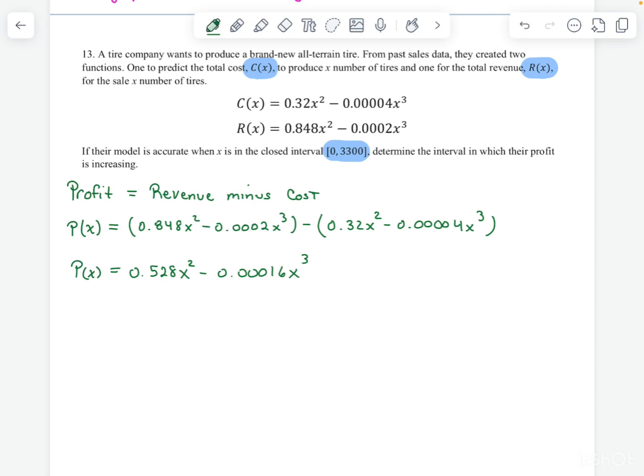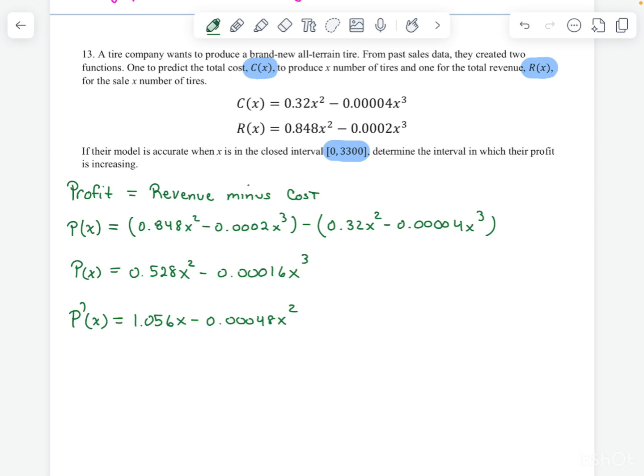To determine the interval in which the profit is increasing, we need to find the critical numbers. To find the critical numbers, we need to take the derivative of the profit function. So the derivative of the profit function, after applying the power rule, will look like this. So the derivative of P will equal 1.056x minus 0.00048x squared.